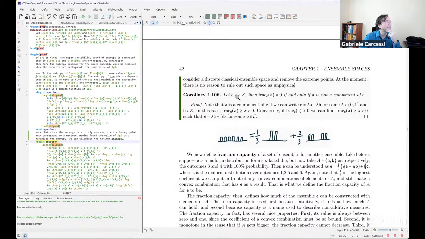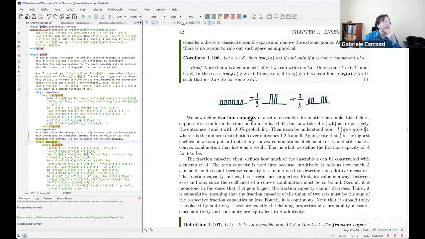Okay, another thing that is a simple corollary: the fraction of A with respect to E is 0 if and only if A is not a component of E. And note that if A is a component of E, we can write E as lambda A plus lambda bar B for some lambda between 0 and 1, with 0 excluded. And in this case, the fraction capacity would have to be greater or equal to that lambda. And conversely, if the fraction capacity is strictly greater than 0, you can find an element between 0 and the fraction capacity such that you are going to be able to express E as a convex combination of A and something else, by definition. So this is a simple thing. Fraction capacity is 0 only if something is not a component of something else.